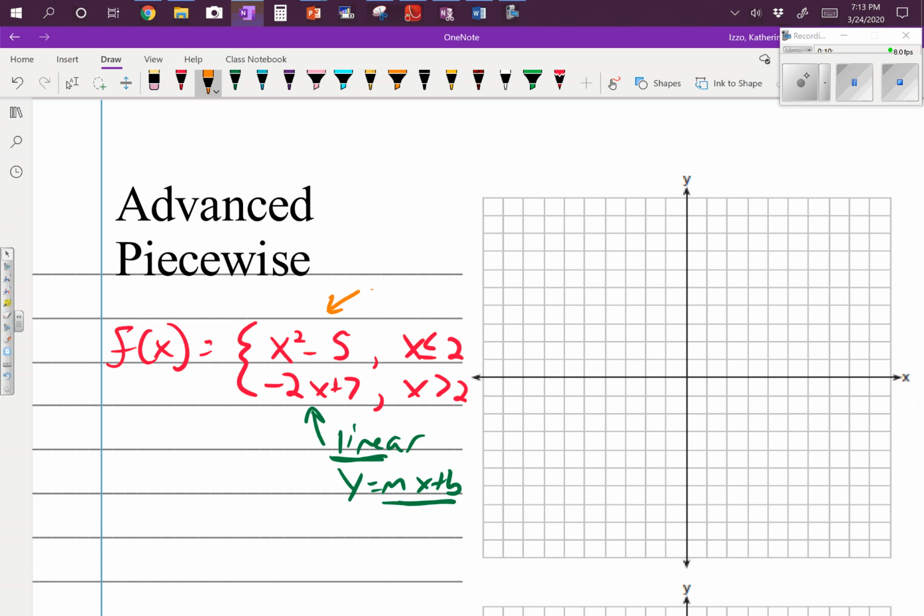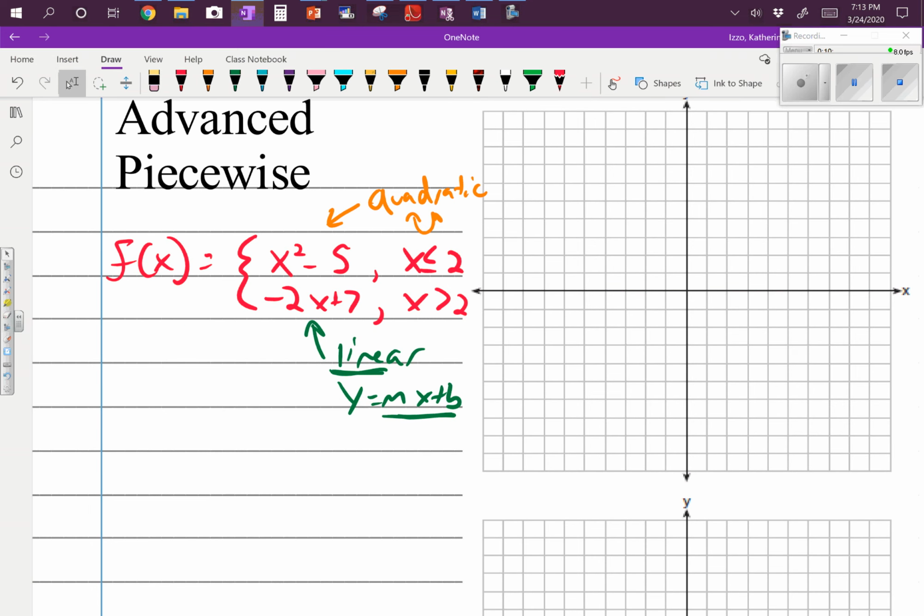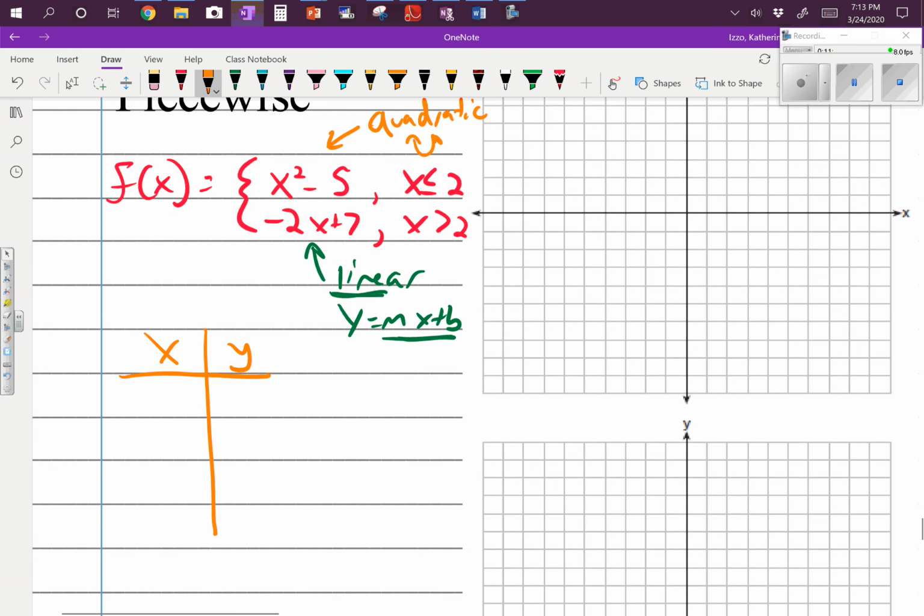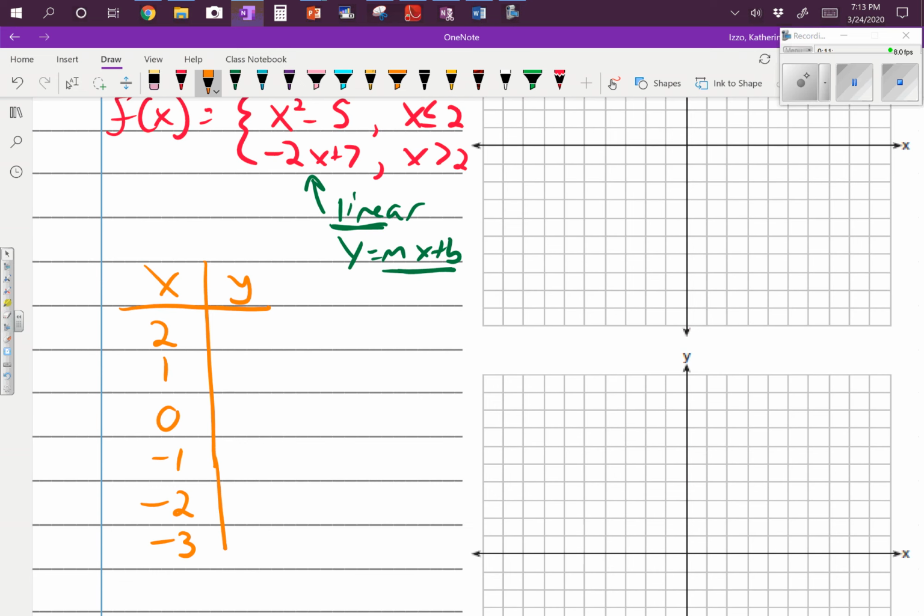This guy is a quadratic, also known as a parabola. So we're going to actually see a parabola involved in this guy. So let's take a look at the orange one. We're going to do our XY chart just like we did before. And it says x is less than 2. So 2, 1, 0, negative 1, negative 2, negative 3, dot, dot, dot. And it's going to keep going.